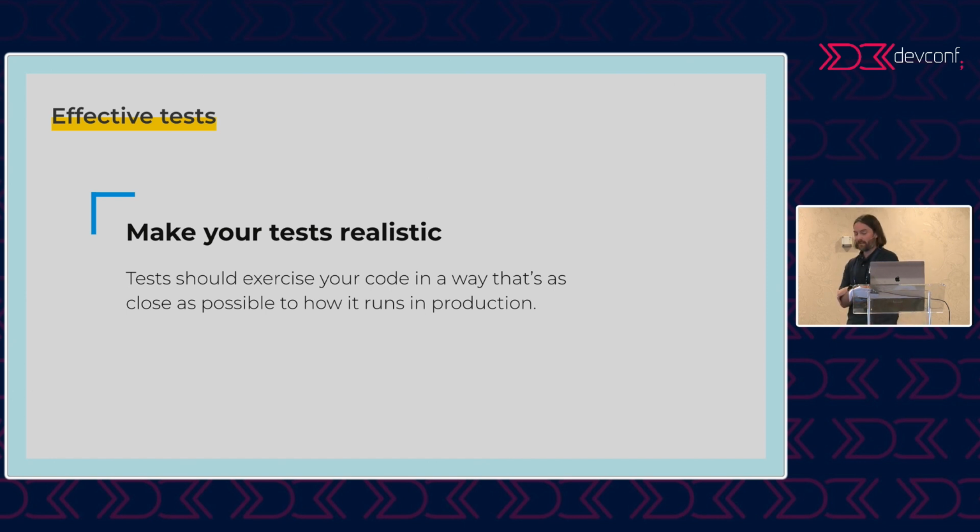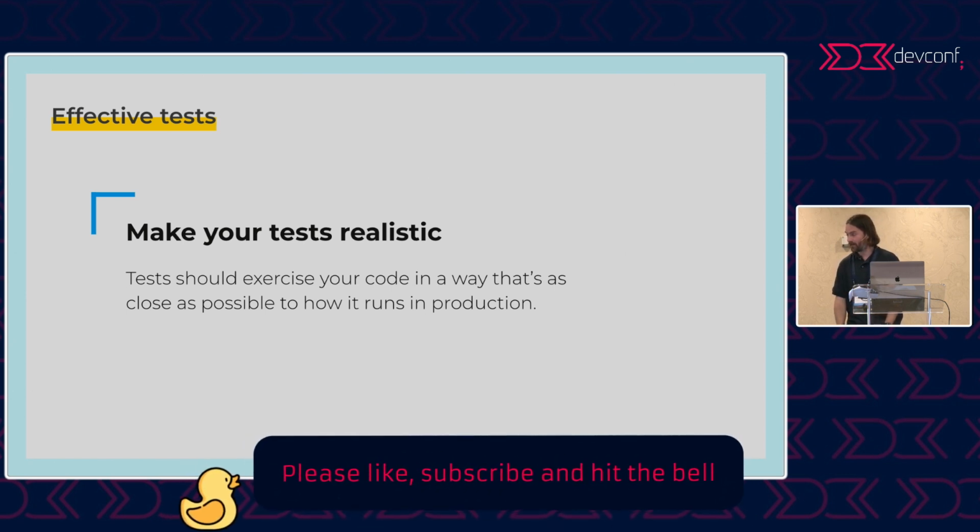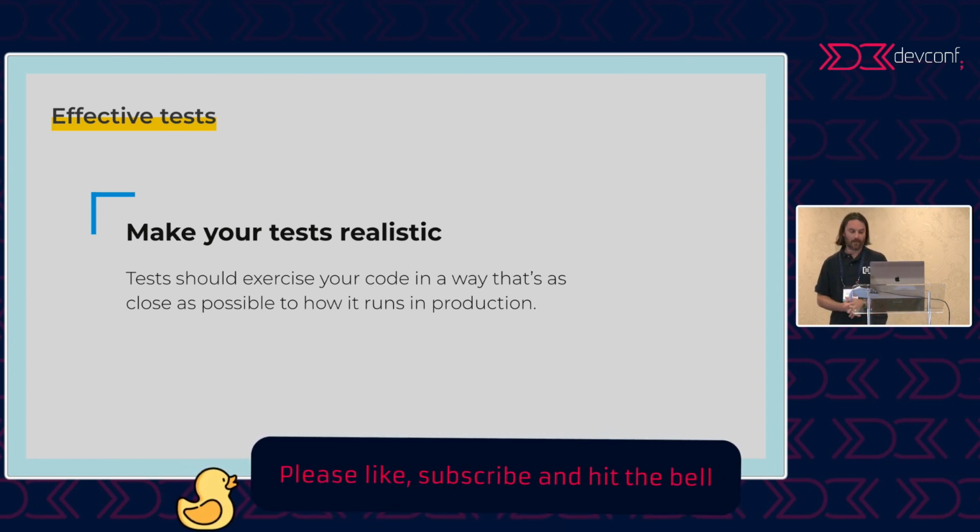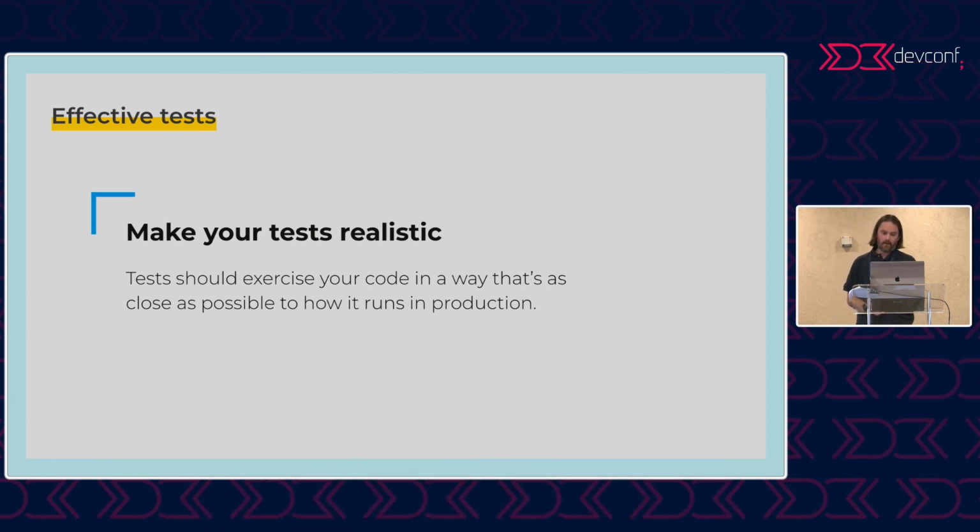Making your tests realistic. I was having an interesting chat earlier with someone about this, and the idea is that you want to really test your code in a way that's as close to the way that it runs in production as possible. So a couple of years ago, I was working on a project, and we had a dependency injection class that set up all the dependencies for our application. And then we had a separate one that we used for tests because we wanted to inject some different stuff in there. And these two were never kept in sync.